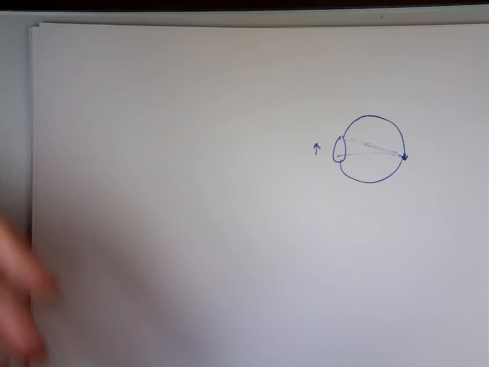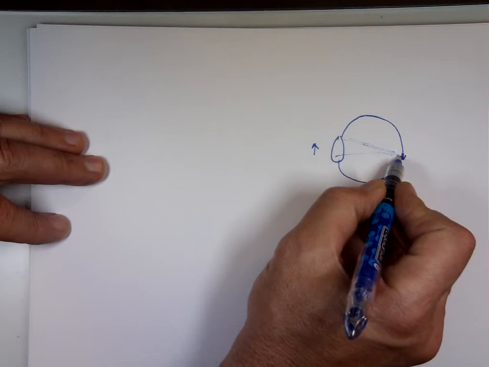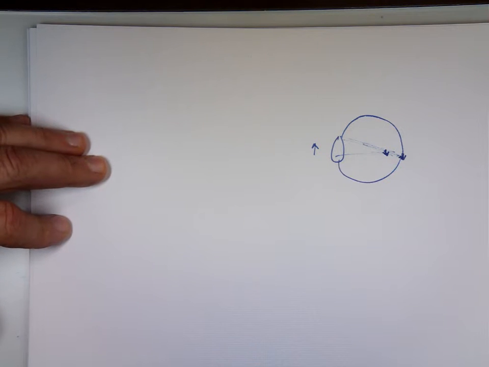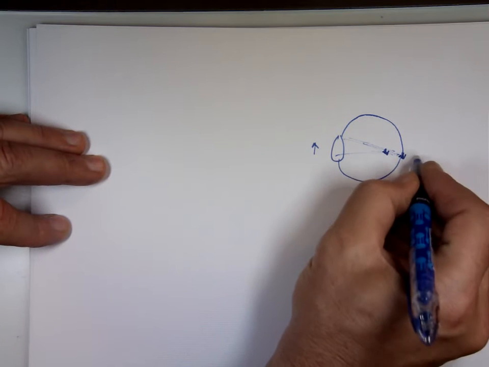What happens if you're nearsighted? That image is not showing up here, it's showing up here. Closer, forward, that's not good. And if you're farsighted, that image is showing up right here, far away.